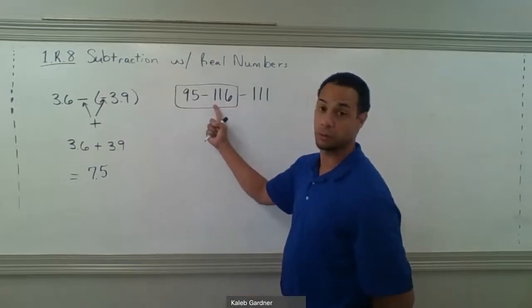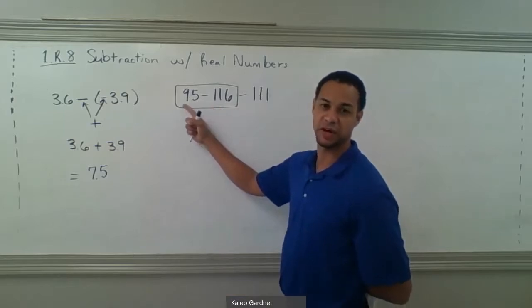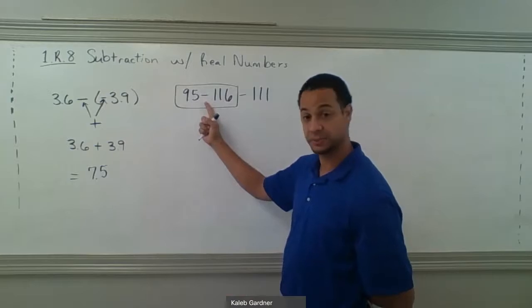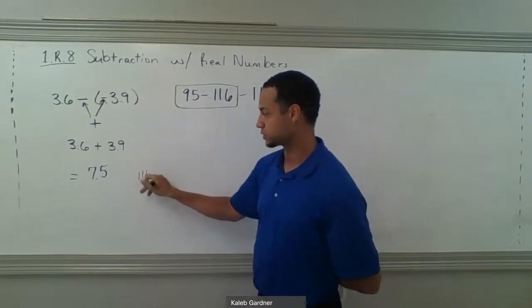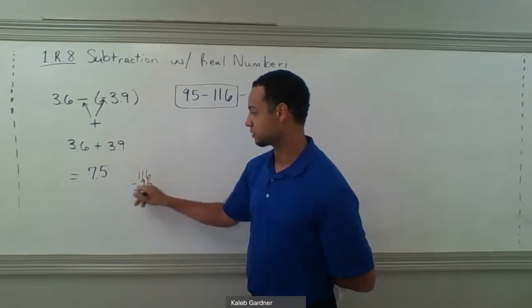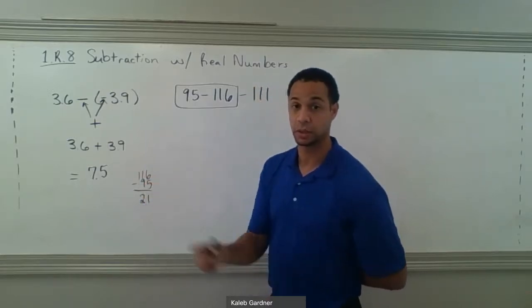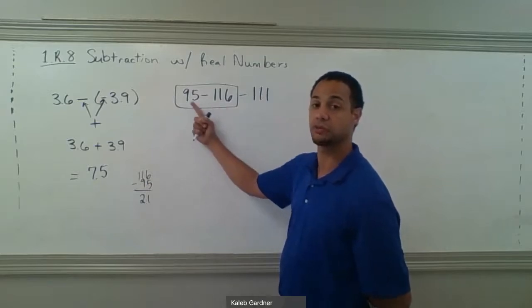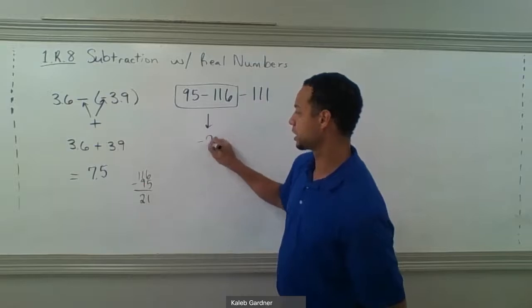Same signs. I'm wrong. They're opposite signs. My bad. It's been a long day. 95 is positive. 116 is negative. Opposite signs, so we subtract. So let me do my scratch work down here. 116 minus 95 is 21, but we have to keep the sign of the larger. 116 is further from 0 than 95 is. So this becomes negative 21.